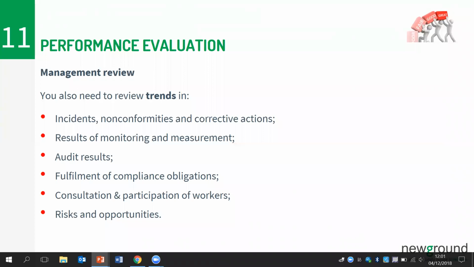And at management review, there's a significant emphasis now on trend analysis. So you need to review trends in your incidents, non-conformities and corrective actions, results of any monitoring and measurement, your audit results, your compliance obligations, consultation and participation of workers, and risks and opportunities. So the challenge here is to make sure that you have processes in place to capture the relevant data to allow you to do the trend analysis at management review.